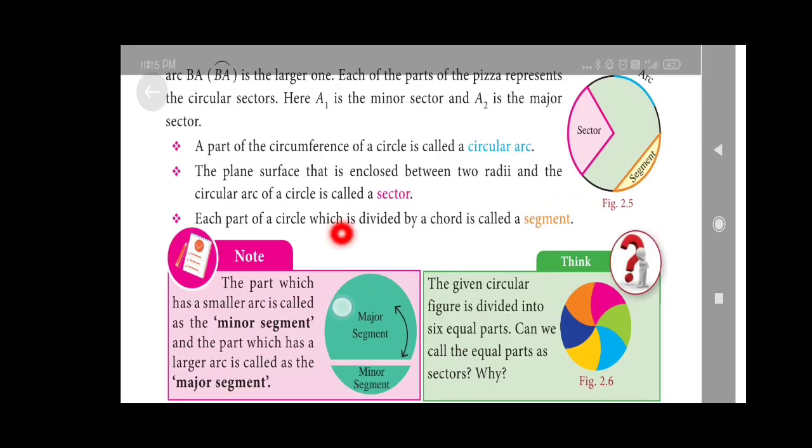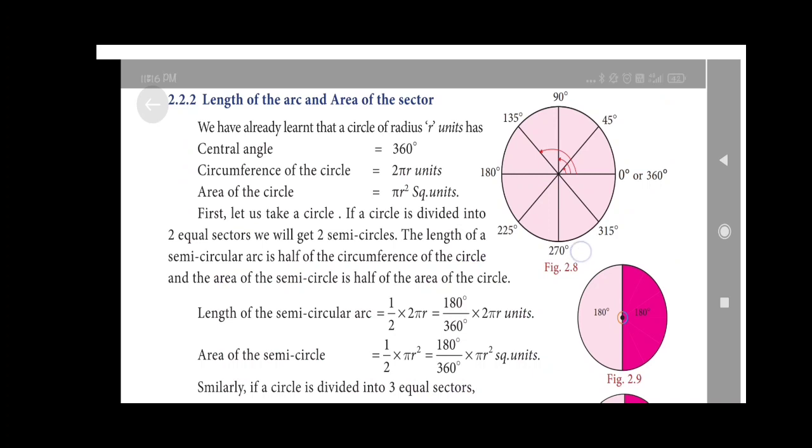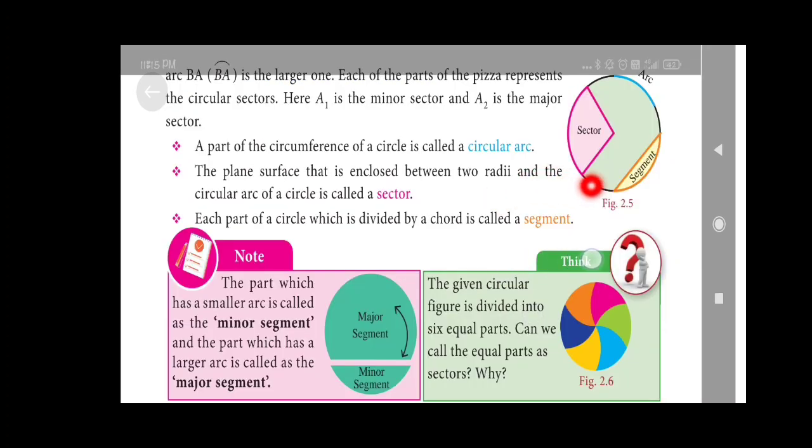Then each part of a circle which is divided by a chord is called a segment. So when we divide using a chord, it means a segment. If we divide from here, this is one segment. So this is called the segment. These are important points we have to go through.